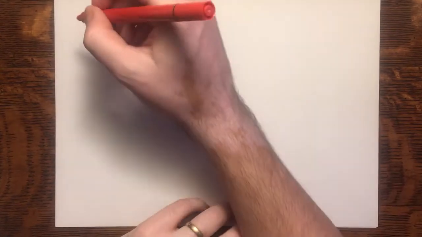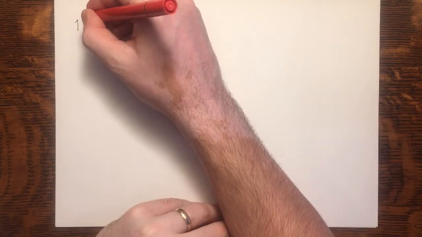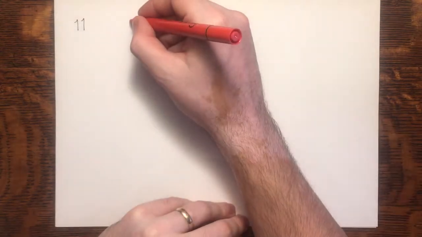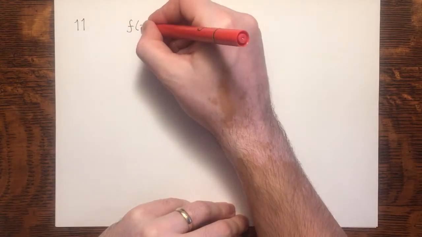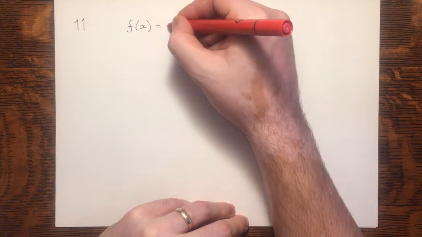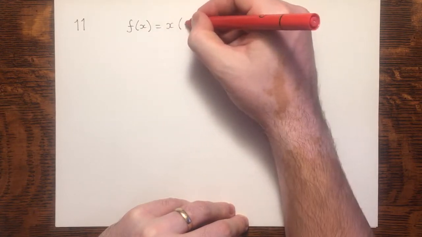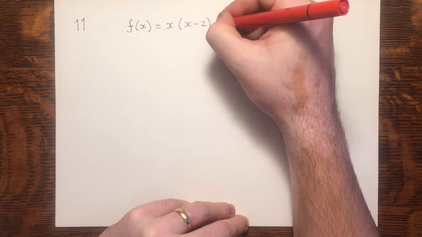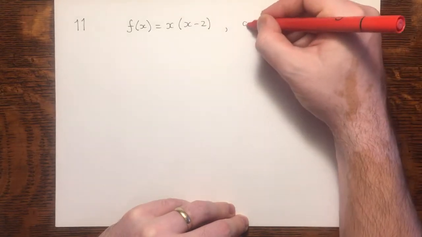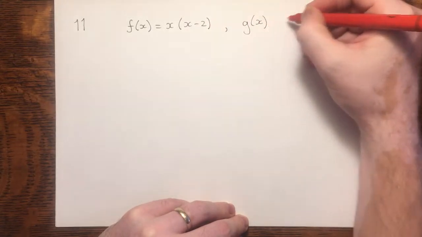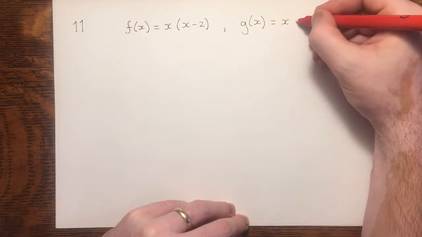Question 11, and we're beginning to look at functions. We're given two functions. The first, f of x, is defined as x times by x minus 2. The second function, g of x, is defined as x plus 5.